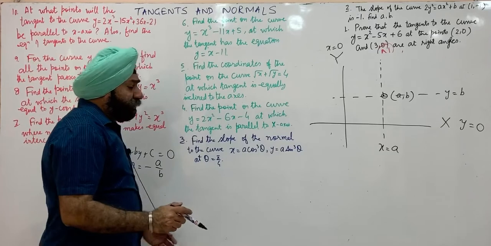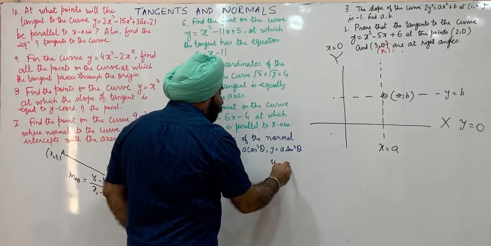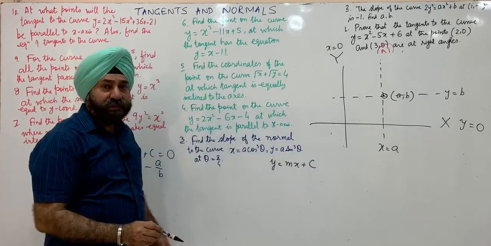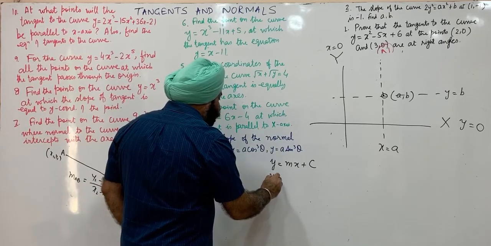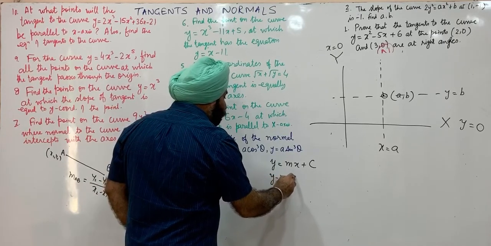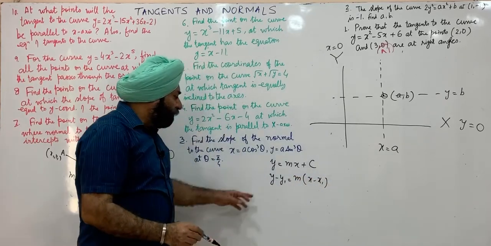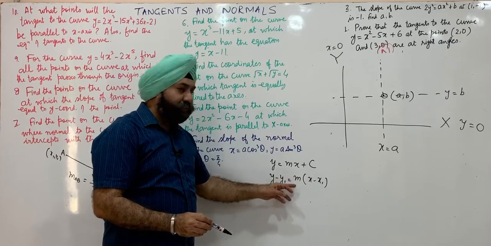We can write equations of lines. y is equal to mx plus c, where m is the slope of the line and c is the intercept on the y-axis, or y minus y1 is equal to m into x minus x1. So this is the equation of a line passing through point x1, y1 and having slope m.